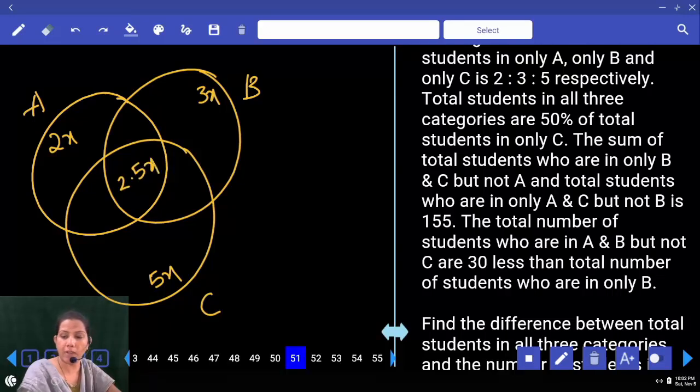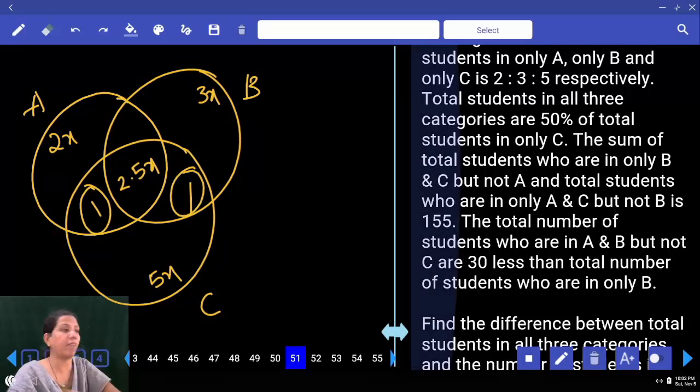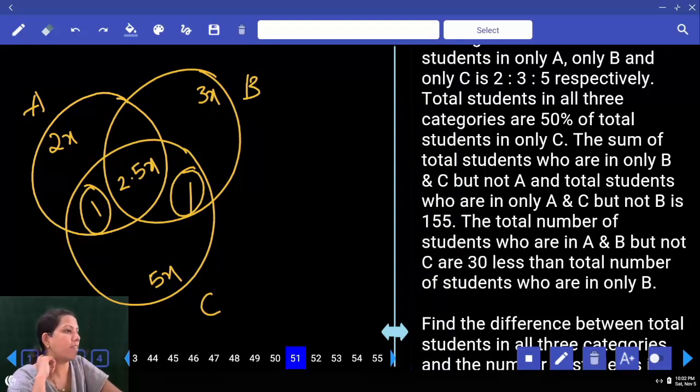It is 2.5x. The sum of the total students who are in only B and C but not A, and the total students who are in only A and C but not B. So these two together is equal to how much? 155. If you add those two, you get 155.